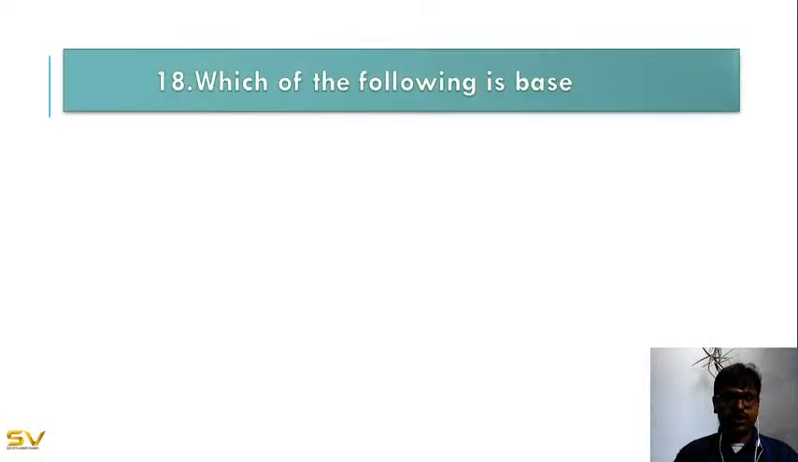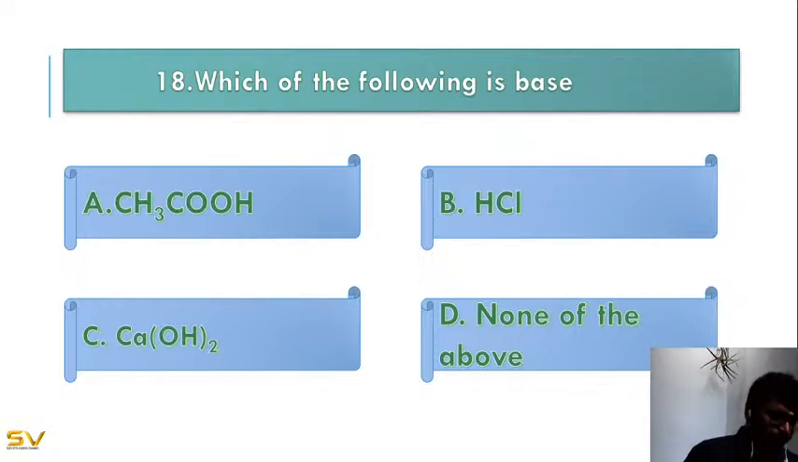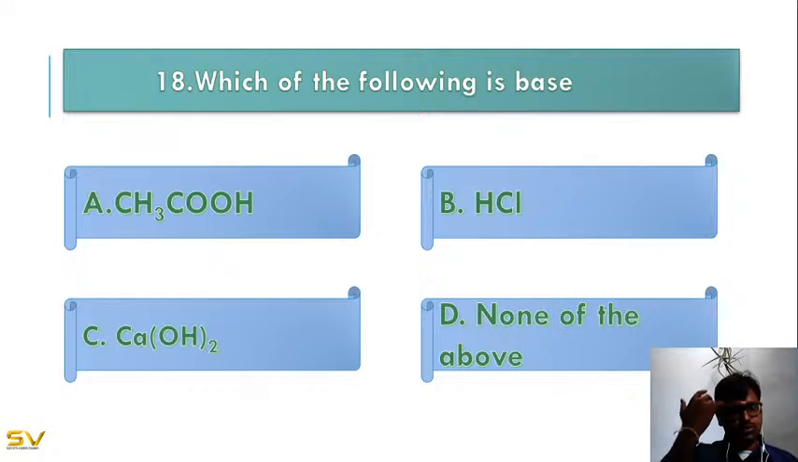Which of the following is base? CH3COOH, HCl, CaOH twice, and none of the above. Which is correct? So it is base. So CH3COOH, HCl, CaOH twice, none of the above. So waiting for the answers for the next question, that is which of the following is base?